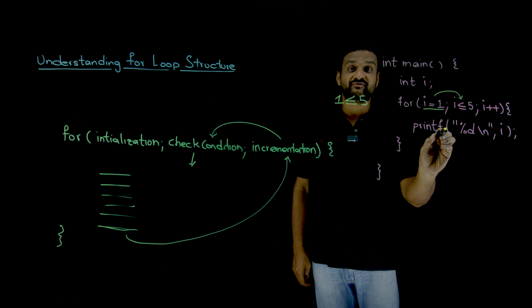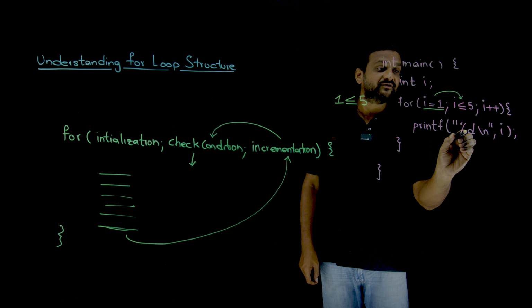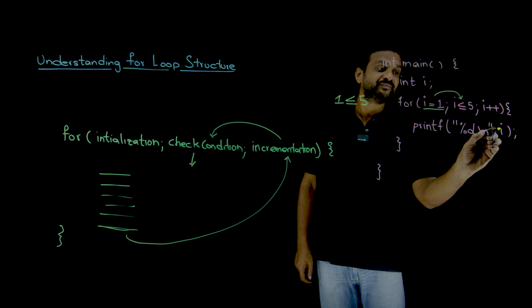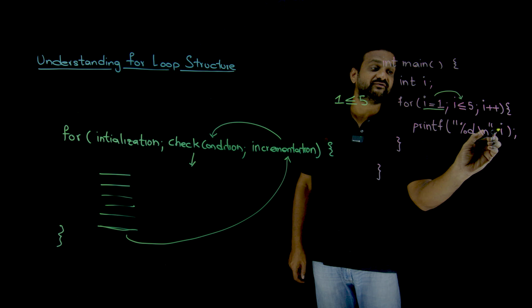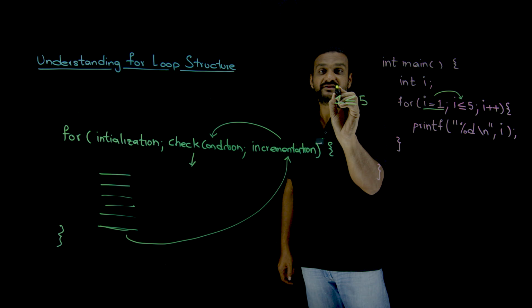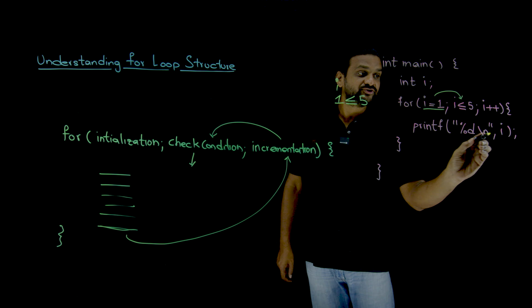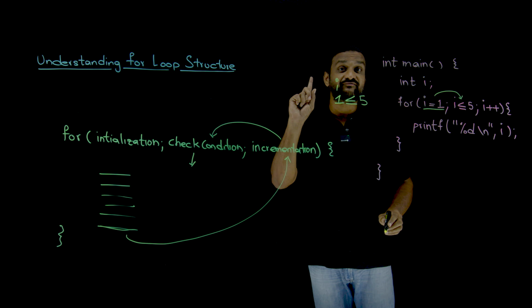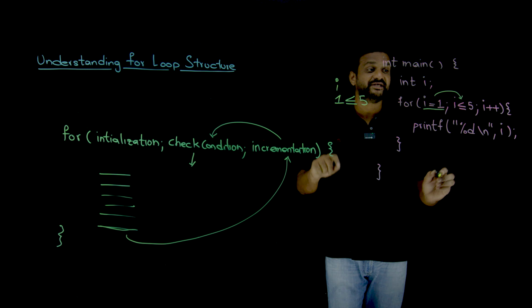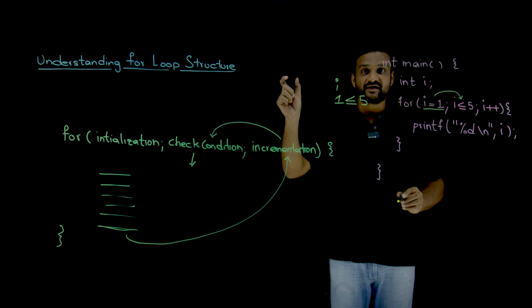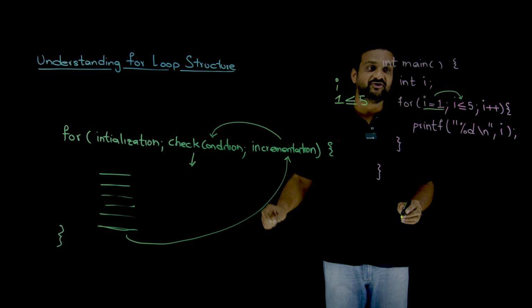So what will get printed? printf("%d\n", i). The value of i will get printed. What is the value of i? The value of i is 1. So the first printf with 1 will get printed, which means 1 will appear in your final output.